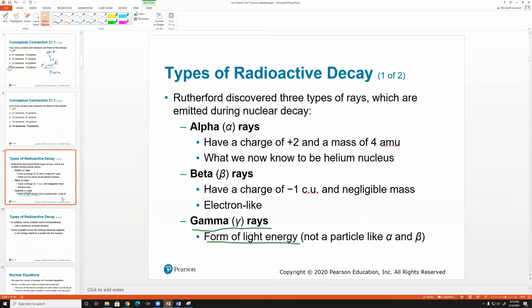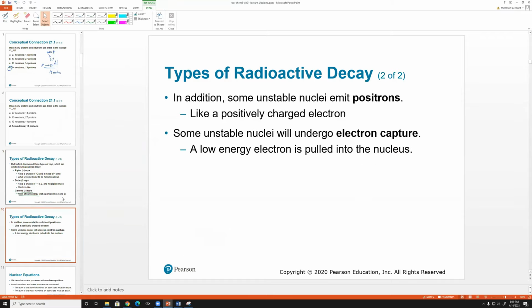So I'm just throwing a lot of terms out there, but we're going to go over each one specifically after we go over what a nuclear equation looks like. So I guess for today, what we'll do is we'll go over all of the different types of decay, and we will cover the nuclear equations.